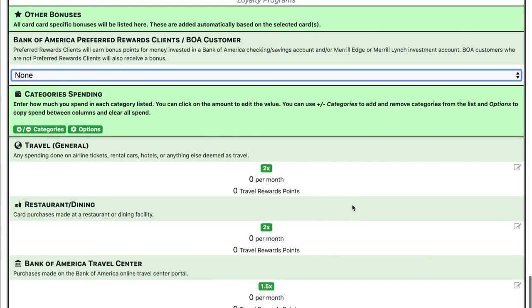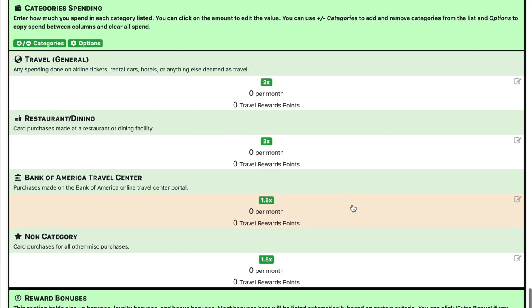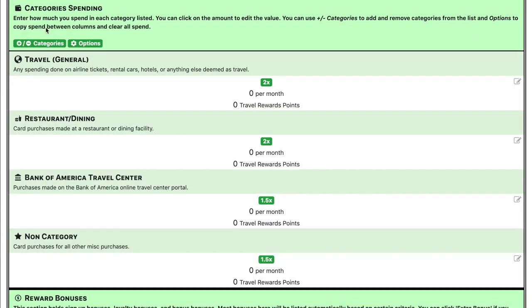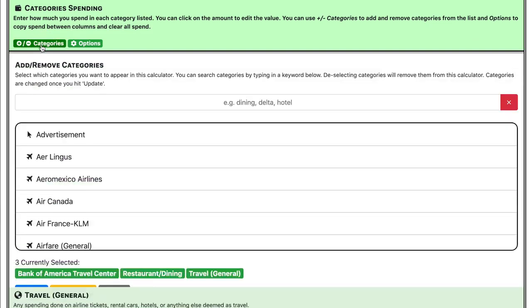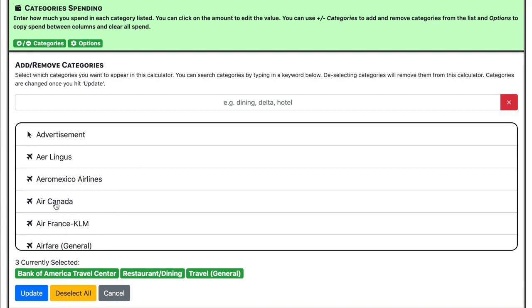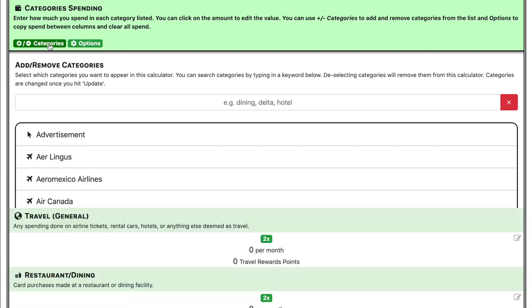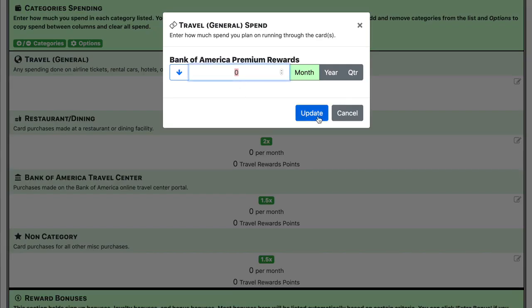So next, we're going to go ahead and enter in some category spending, the best part. With the category spending, remember you can jump to this calculator and enter your own values. You can hit this plus minus categories, add the categories you want on the card, and that way you can enter spend for whatever categories you plan on running through this card. So let's go ahead and enter a few values here.